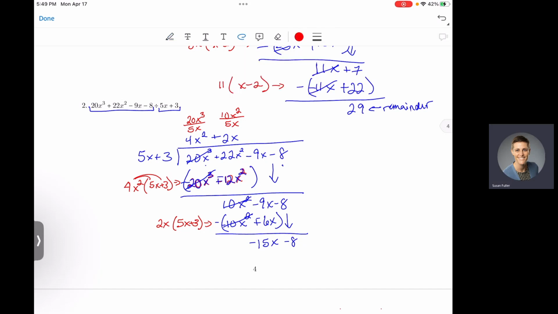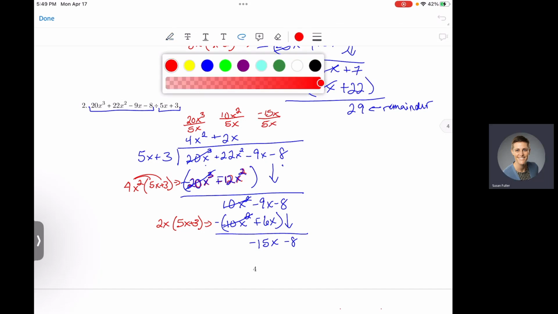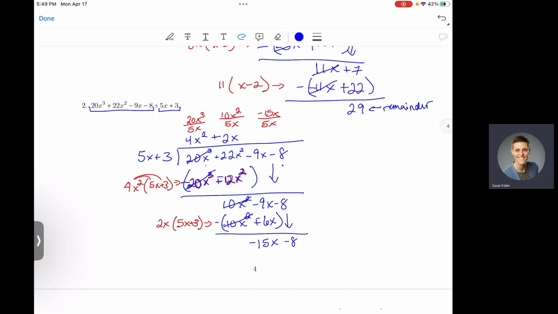Leading term inside divided by leading term outside. Negative 15x divided by 5x. We can do that, so let's keep rocking. Negative 15x divided by 5x, leading term inside divided by leading term outside. This is a negative 3.